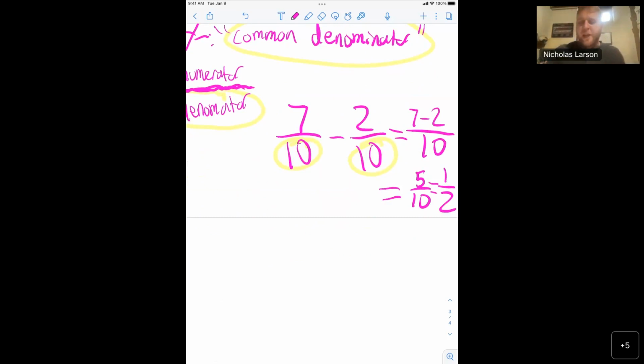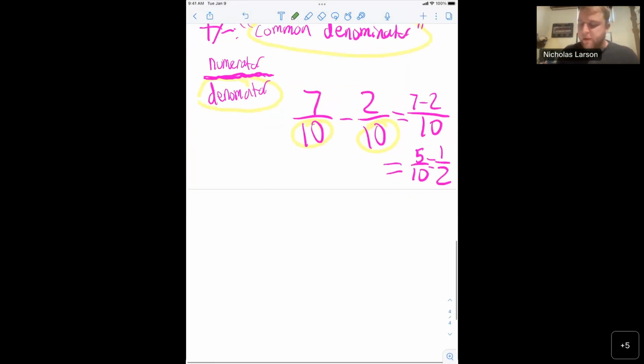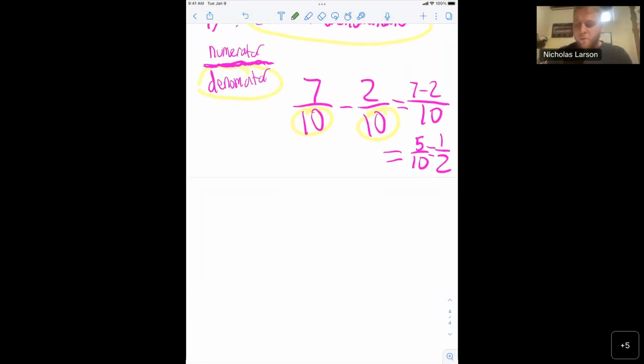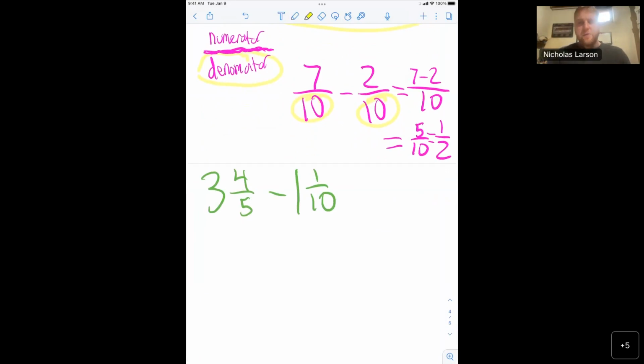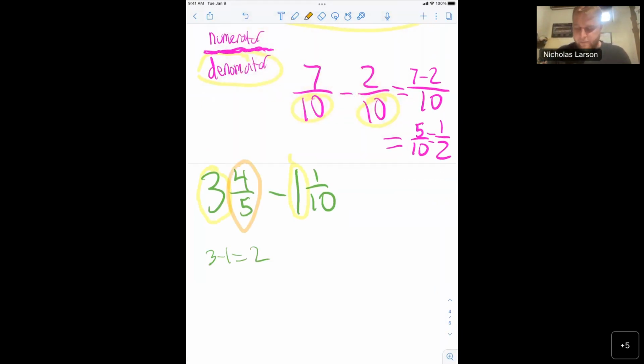Let's do one where we have to change it, and we'll add a whole number in there. Again, I know I'm going to go real fast here because I want to give you some time to practice on your own. Let's say that we have 3 and 4/5, and I want to subtract 1 and 1/10. So first thing I'm going to look at, there's two ways to do it. I'm going to do it this way where I'm going to subtract my whole numbers. So 3 minus 1 is 2. And then I'm going to look at my fractions. And my fractions tell me 4/5 minus 1/10.